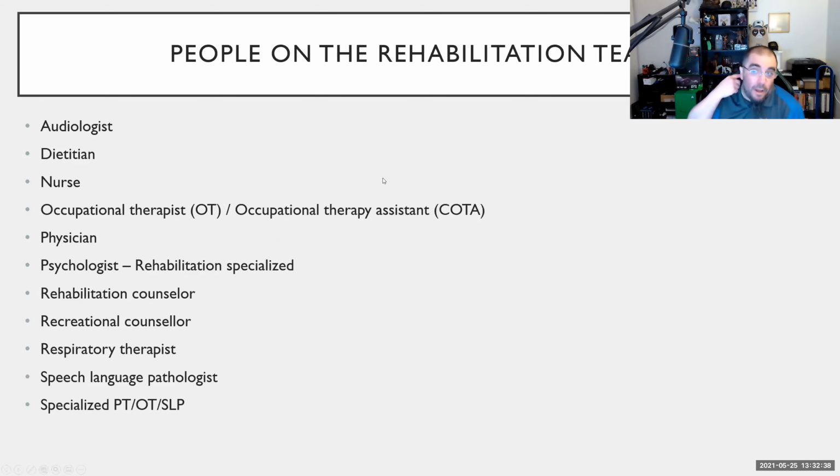So let's talk about people on the rehabilitation team. Who do we have on our team that help us? The audiologist. Audiologists are going to deal with the ears, right? You'd be amazed at how many people have balance problems that stem from their ears. Because if they've got balance problems, they probably have hearing problems too. And I always joke, what'd you say? Not just joking.